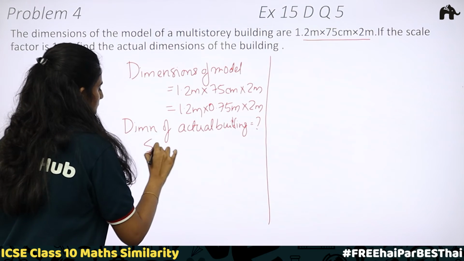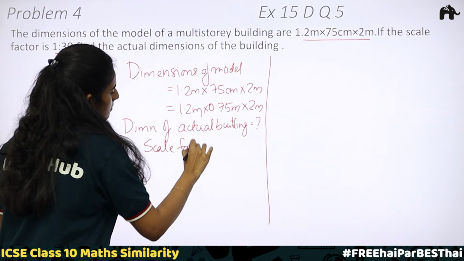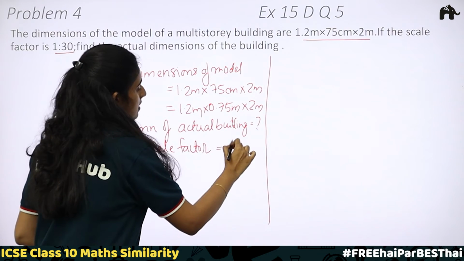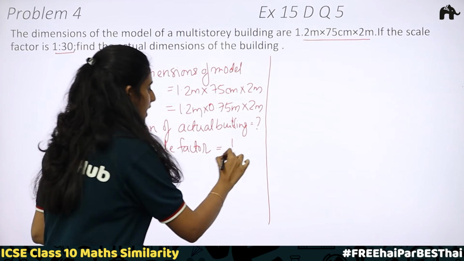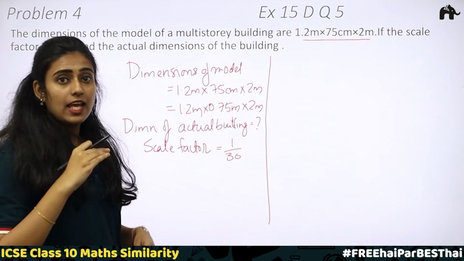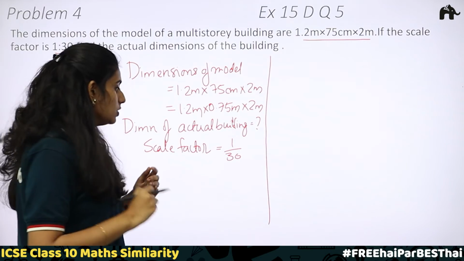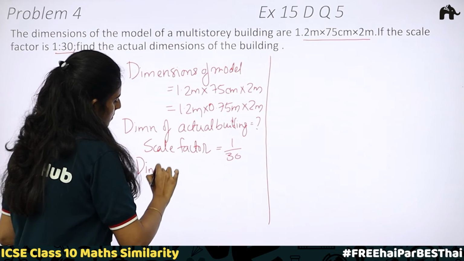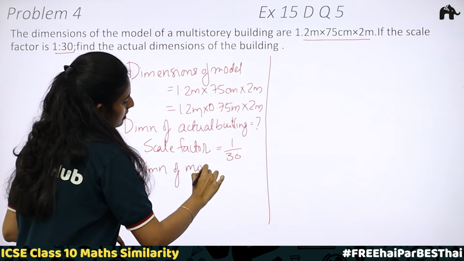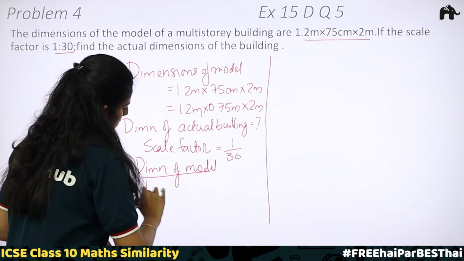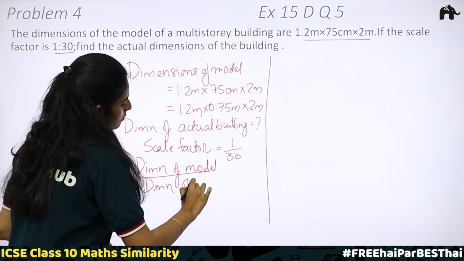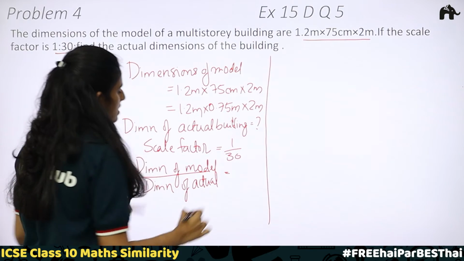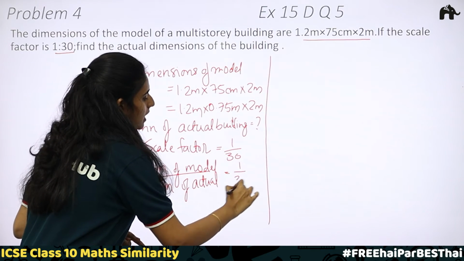The scale factor is given. Scale factor is equal to, here the scale factor is 1:30, which is 1 by 30. We know the length of the model divided by length of object will be equal to scale factor. In this case, dimension of model by dimension of actual building will be equal to the scale factor, which is 1 by 30.